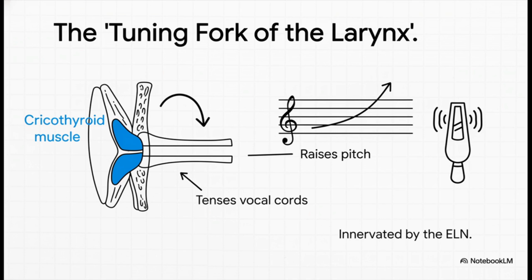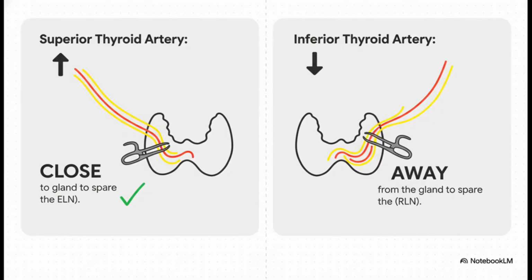This action tenses and lengthens the vocal cords, and that's what raises the pitch of the voice. That's why we call it the tuning fork of the larynx. This brings us to two of the most high-yield surgical principles in all of head and neck surgery. You have to know these.